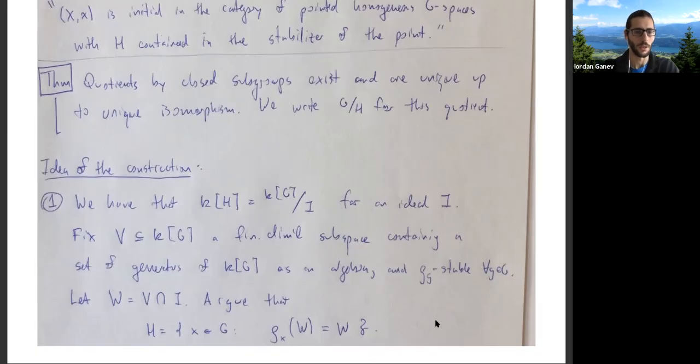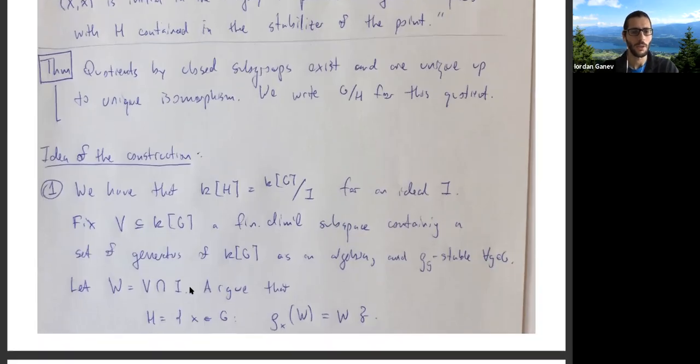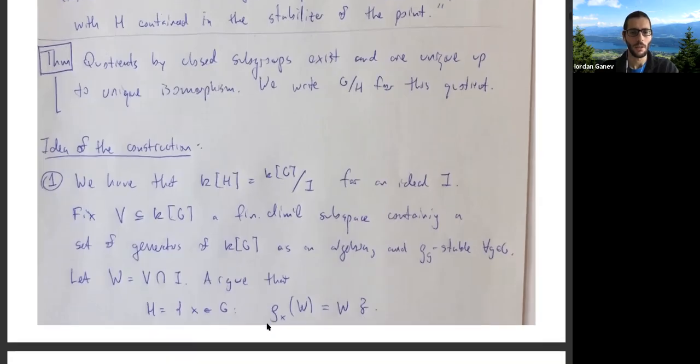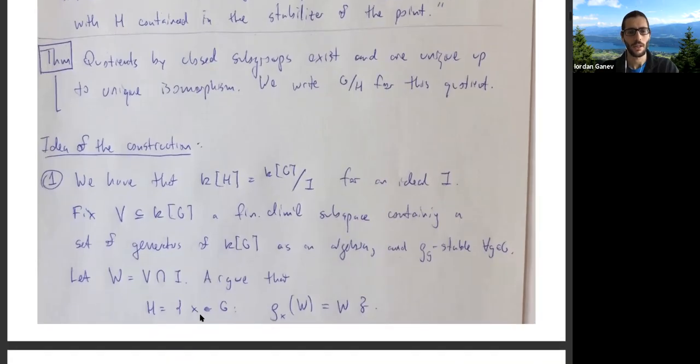Okay, anyway, so we take this V, and we take W intersect I, where remember I is the defining ideal of H. And you can argue that H consists of exactly those elements g of capital G such that rho sub g of W is equal to W.